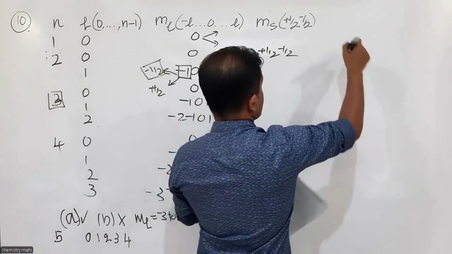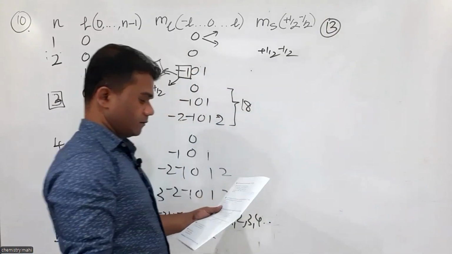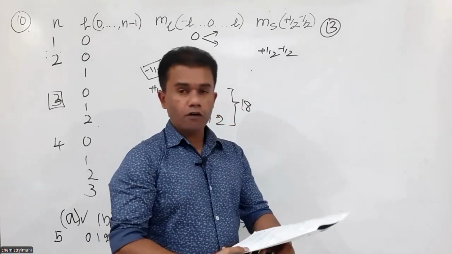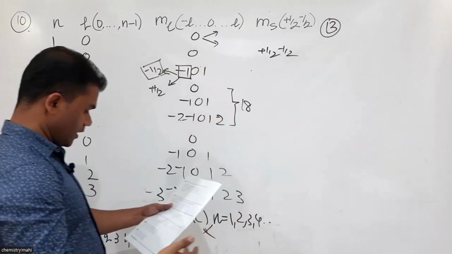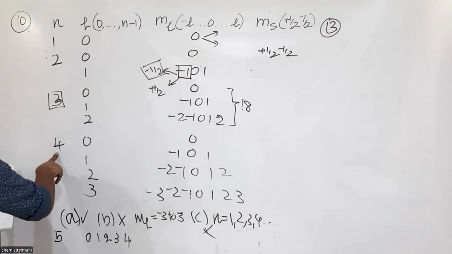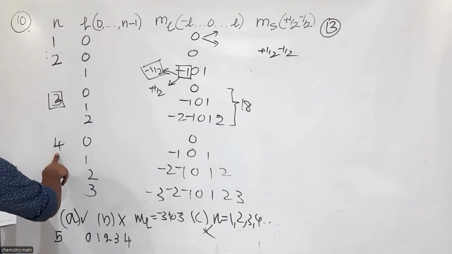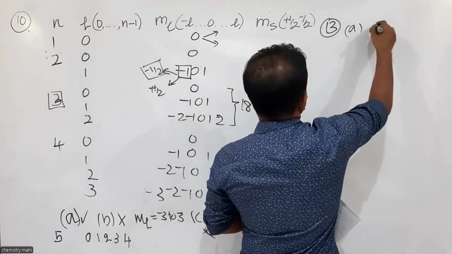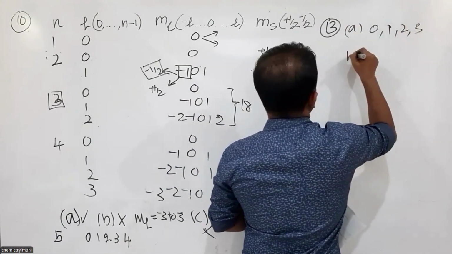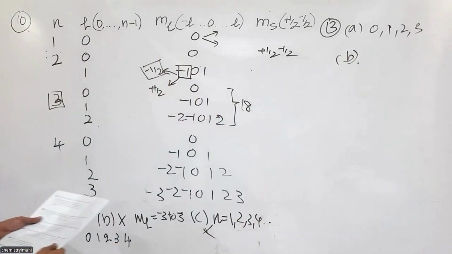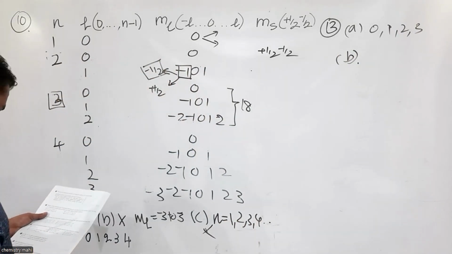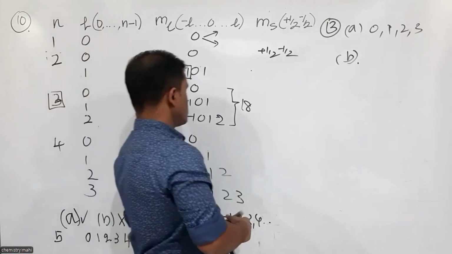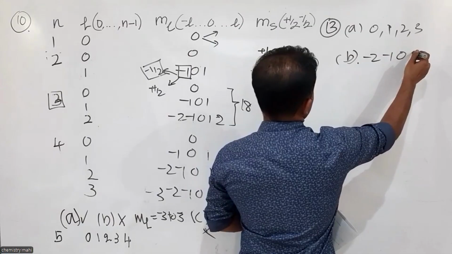Question number 13. For n equals 4, what are the possible values of L? Easy: 0, 1, 2, 3. B: for L equals 2, what are the possible ML values? It is minus 2, minus 1, 0, plus 1, plus 2.